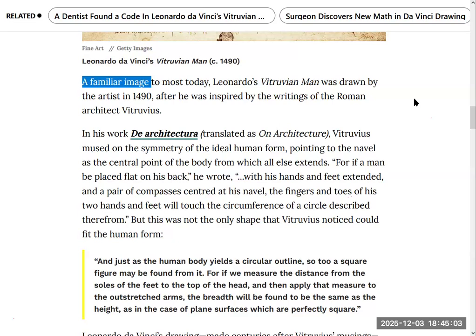For if a man be placed flat on his back, he wrote, with his hands and feet extended, and a pair of compasses centered at his navel, the fingers and toes of his two hands and feet will touch the circumference of a circle described therefrom. But this was not the only shape that Vitruvius noticed could fit the human form.